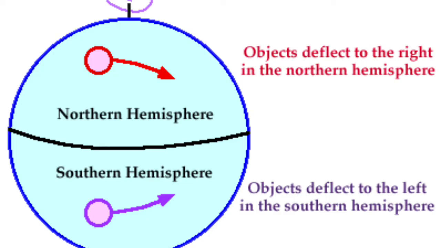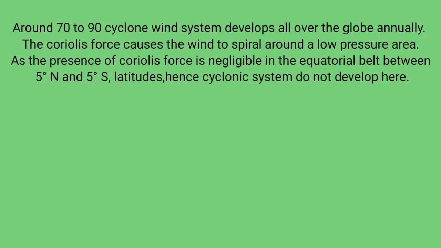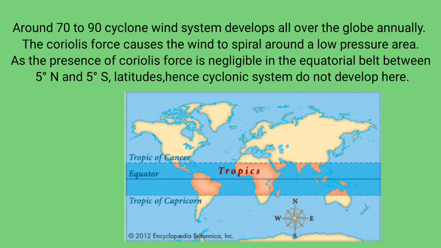Here, Coriolis force plays an important role. This helps the wind to move in a spiral movement around the low pressure areas. As the presence of Coriolis force is negligible in the equatorial belt between 5 degree north and 5 degree south latitude, cyclonic wind systems do not develop here, right? As I already told you in the previous slide, above 5 degree up to 35 degree, in this region tropical cyclone basically develops.